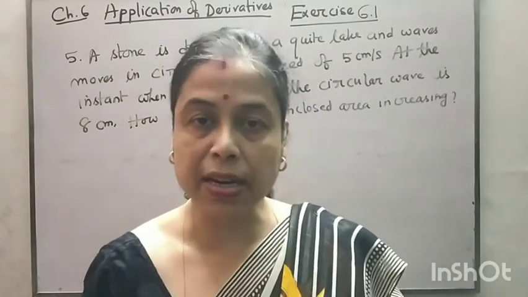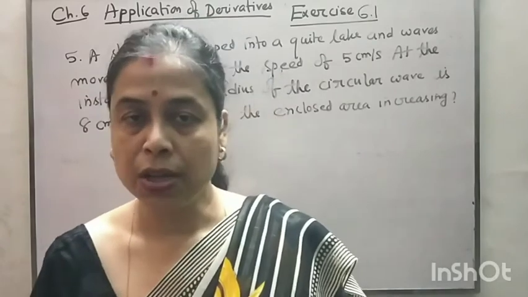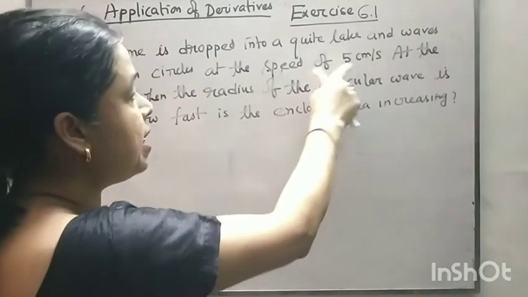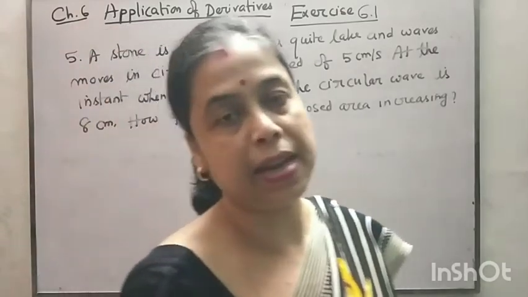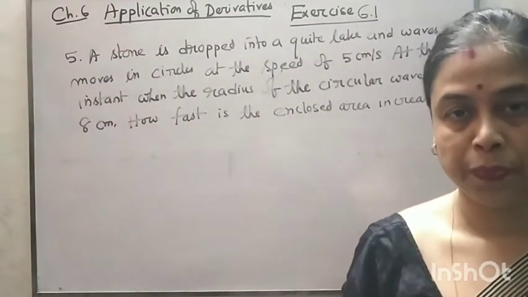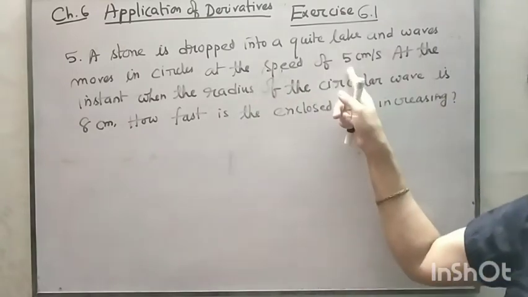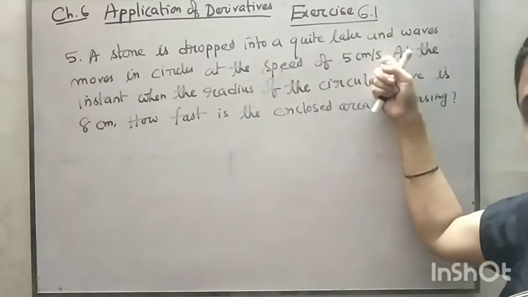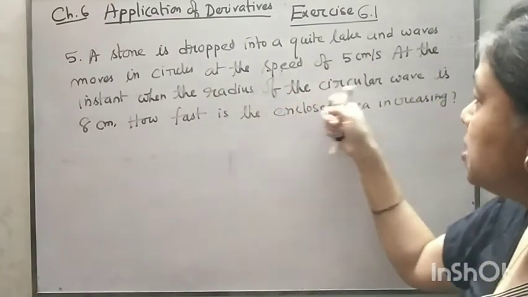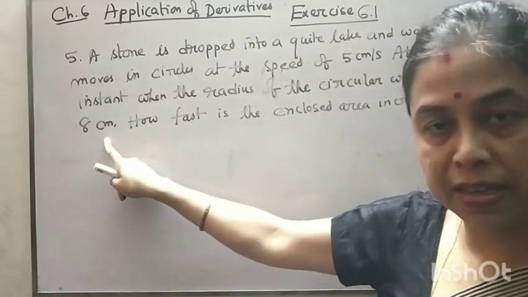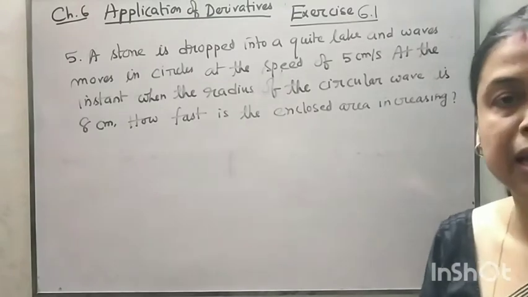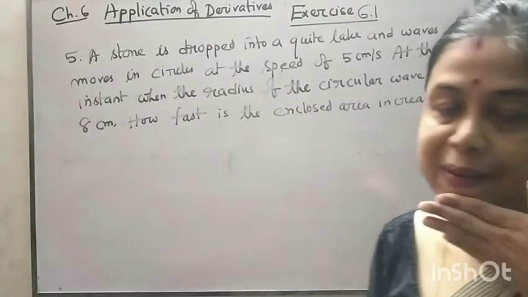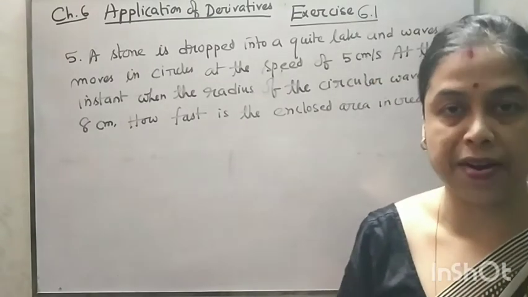And in the case of a circle, the distance means the radius. So it is given that the radius is changing with respect to time at the rate of 5 centimeter per second. Right? Speed. Hope you understand this. And after this, what is asked? At the instant when the radius of the circular wave is 8 centimeter, how fast the enclosed area is increasing. You have to find out the rate of change of enclosed area.